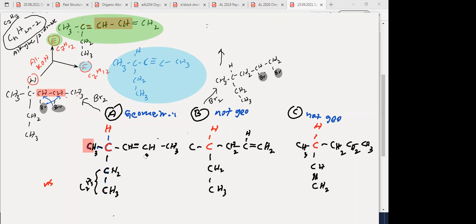Then I will write here, you get CH3, CH, CH2, CH3, CH2. Here you get a triple bond. That means 2 hydrogen and 2 Br. So this Br goes with this side hydrogen, and this Br goes with this side hydrogen.